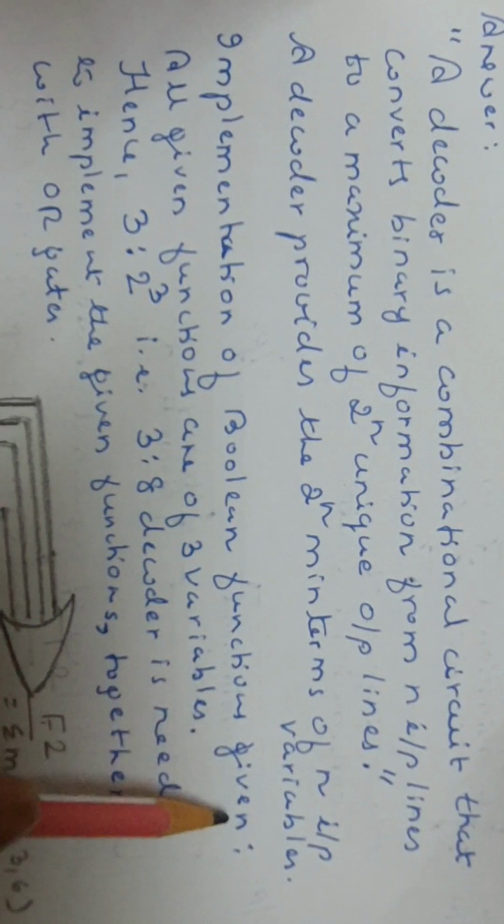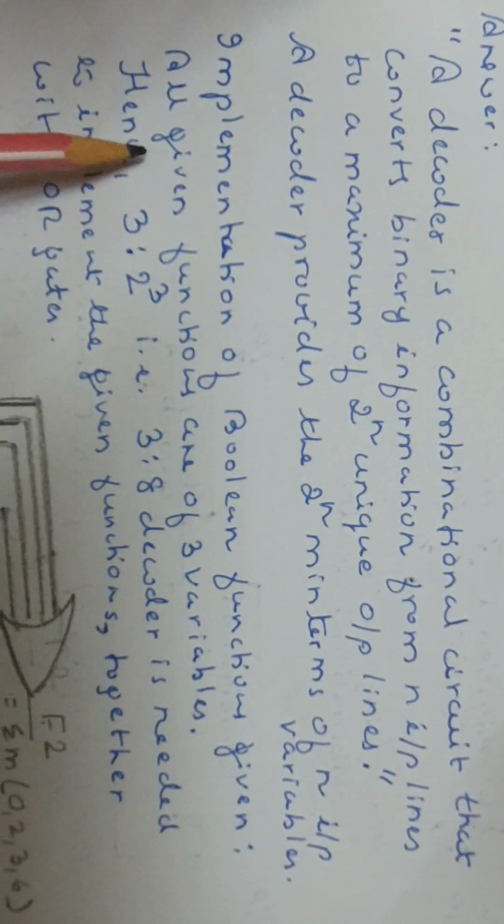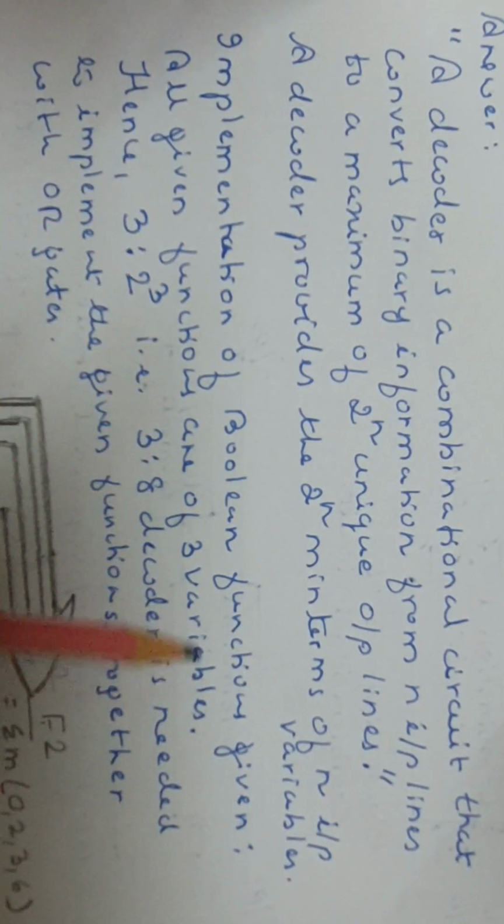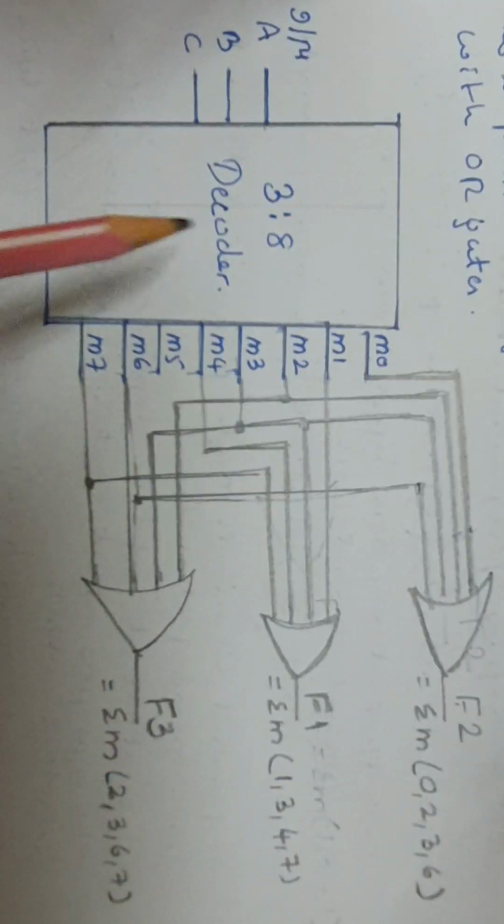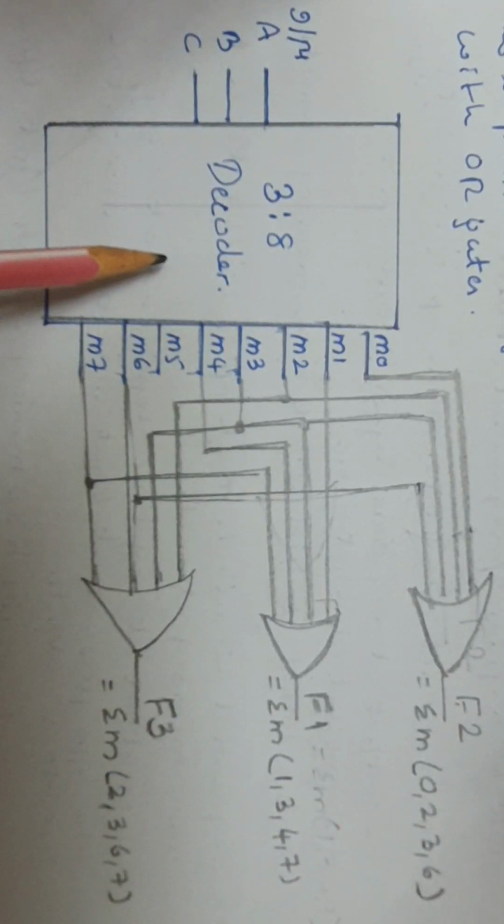Now the implementation of the Boolean functions which are given. All the given functions are of 3 variables. Hence, 3 variables, 2 raised to 3, that is, a 3 to 8 decoder is needed to implement the given functions of 3 variables along with OR gates. So, the implementation is as follows.